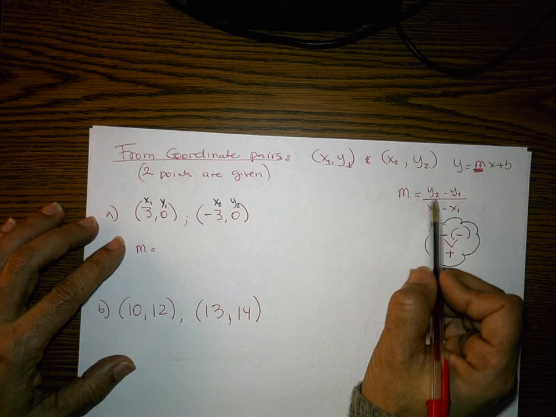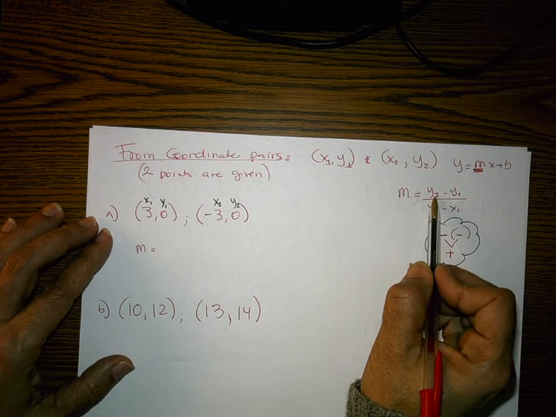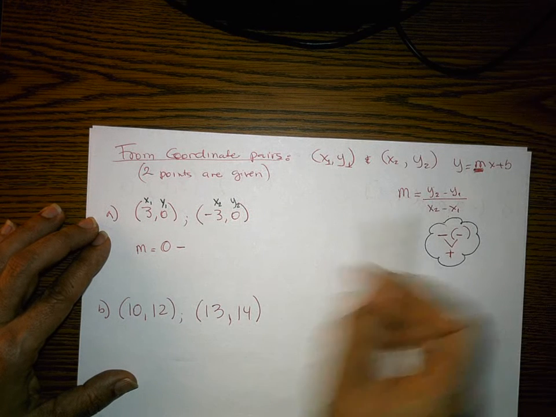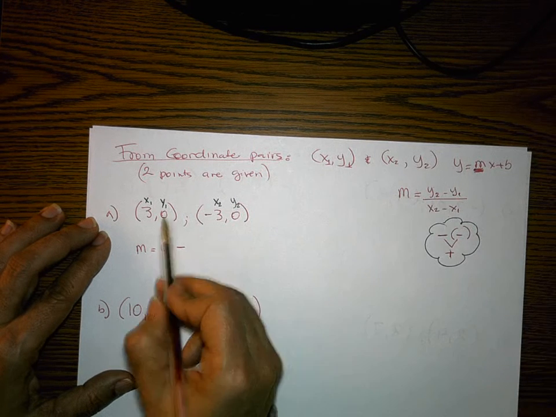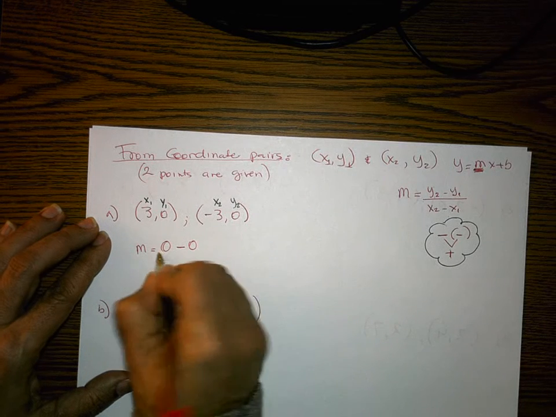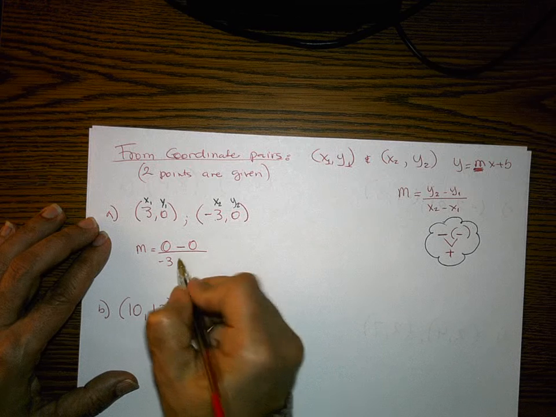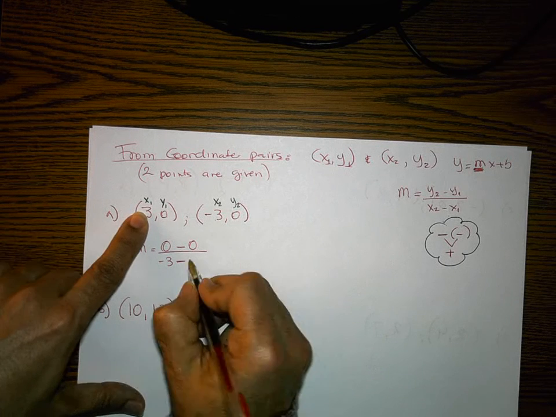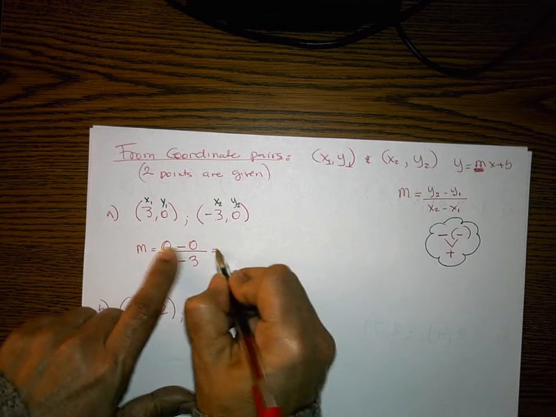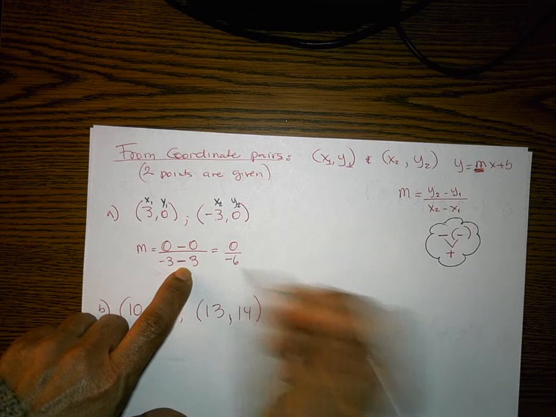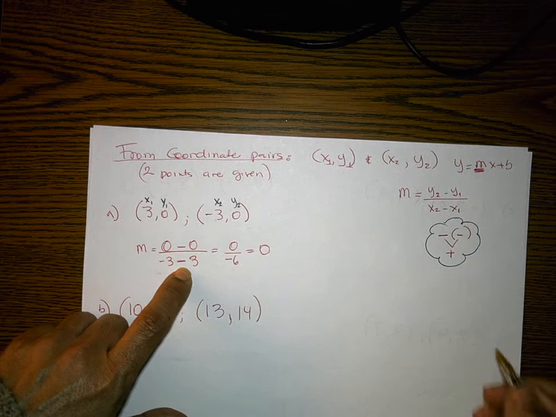Let's go ahead and use the formula. y2 minus y1. y2 is 0 minus y1, which is also 0. 0 minus 0, divided by x2, which is -3, minus, which is part of my formula, a positive 3. While 0 minus 0 is 0, divided by -3 minus 3 is -6. So the answer here is 0. So the equation for this line will have the slope of 0.